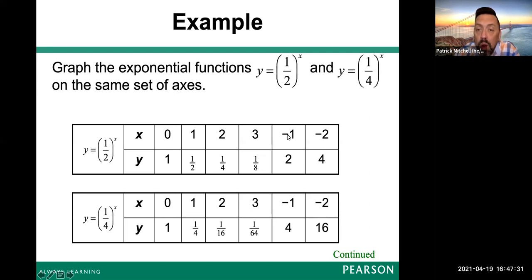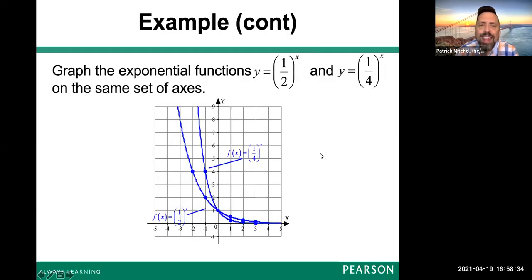1/2 to the -1 is the reciprocal of 1/2, which is 2. And 1/2 to the -2 is the reciprocal of 1/2 squared. 1/2 squared is 1/4, so the reciprocal of 1/4 is 4. All right, so when you graph those two functions, you get the graphs that you see here.